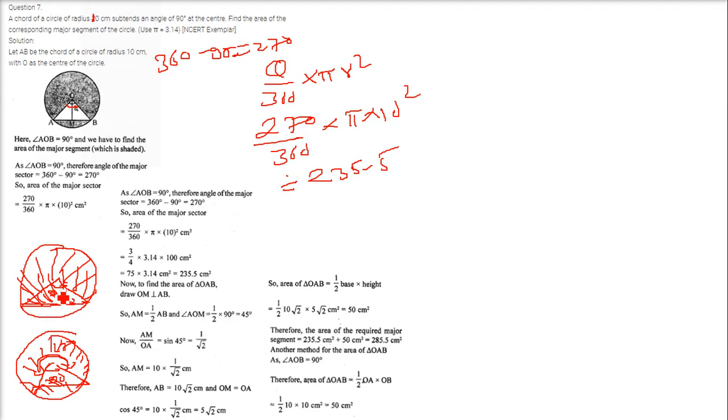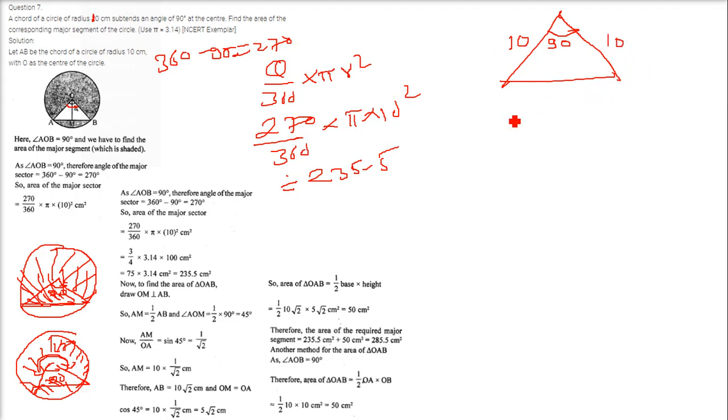So we have to find the area of this triangle also. So now coming back to the triangle. This is a triangle. Now the angle is 90 degree. And the radius is given. So we have the radius as 10. This is also 10. So how to find out?